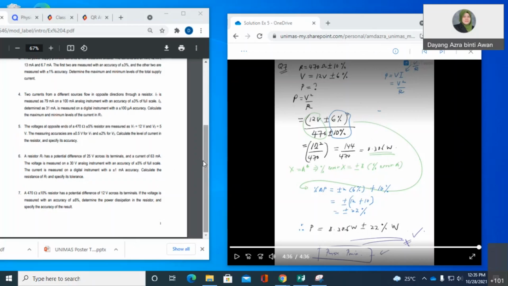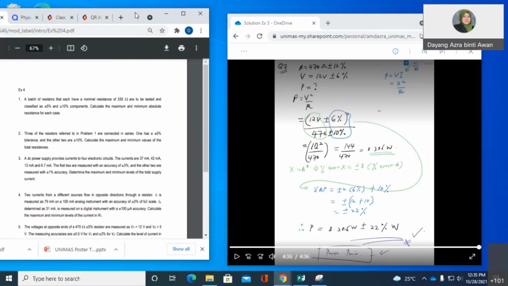So that one is all for the answers for the exercise that is given to you. So do you have any questions related to this one?